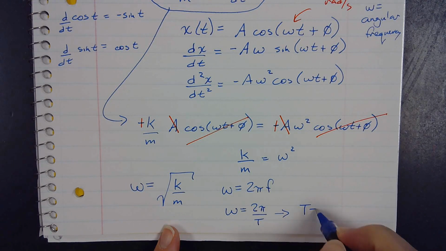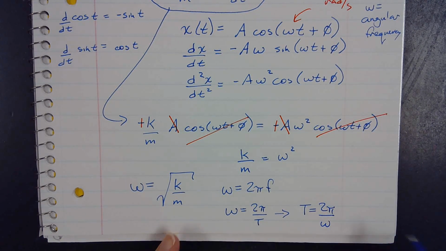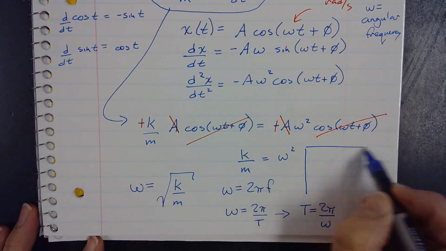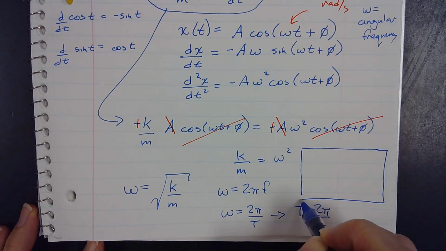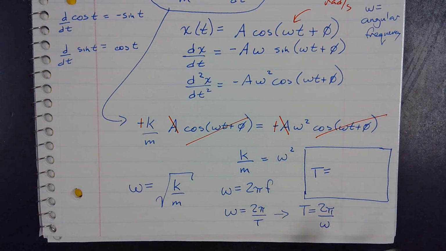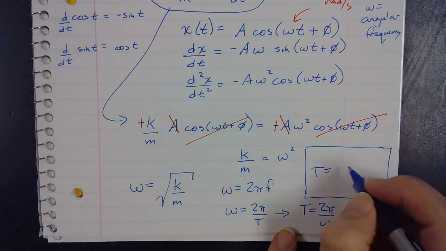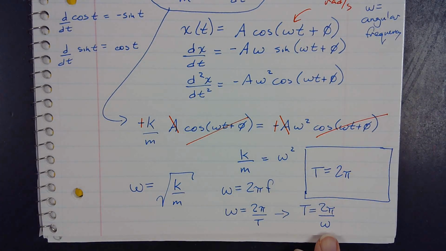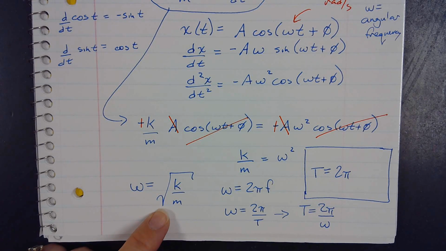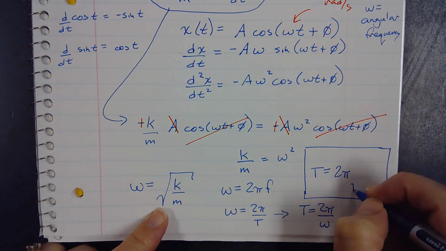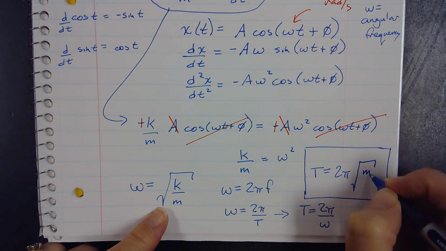Period is equal to 2 pi over omega. And so in this space, I just have to box this answer. My period for this motion is 2 pi, and then I need to divide by this square root thing. When you divide by a fraction, what do you do with it? You multiply by the reciprocal. So I'm going to write times the square root of m over k.